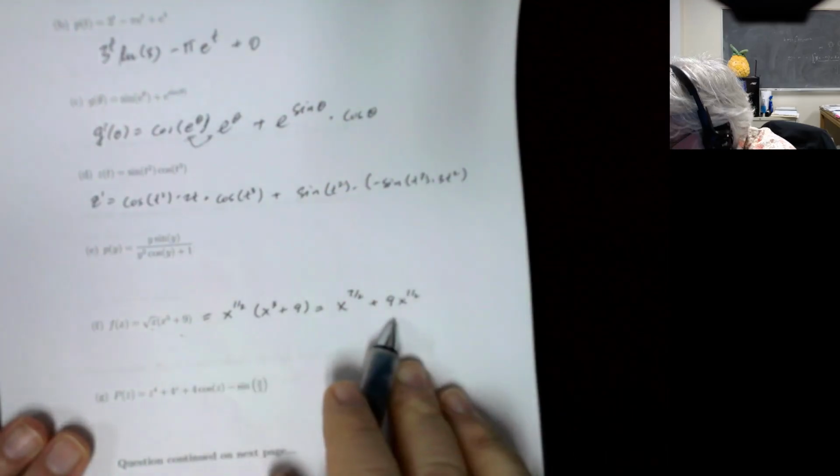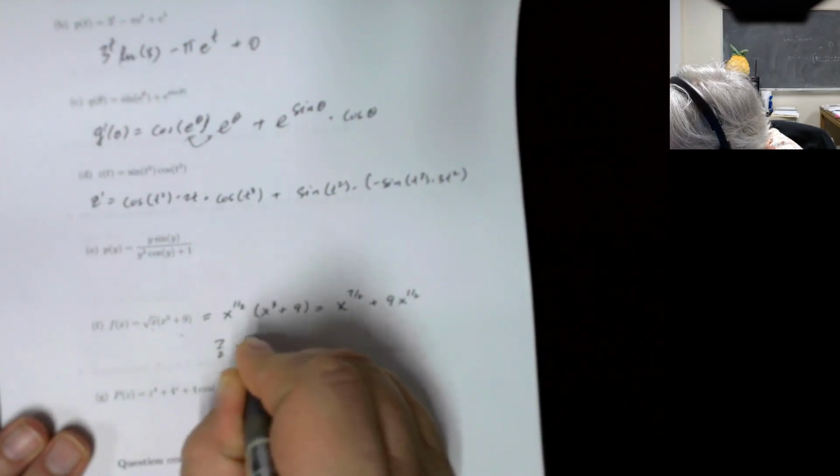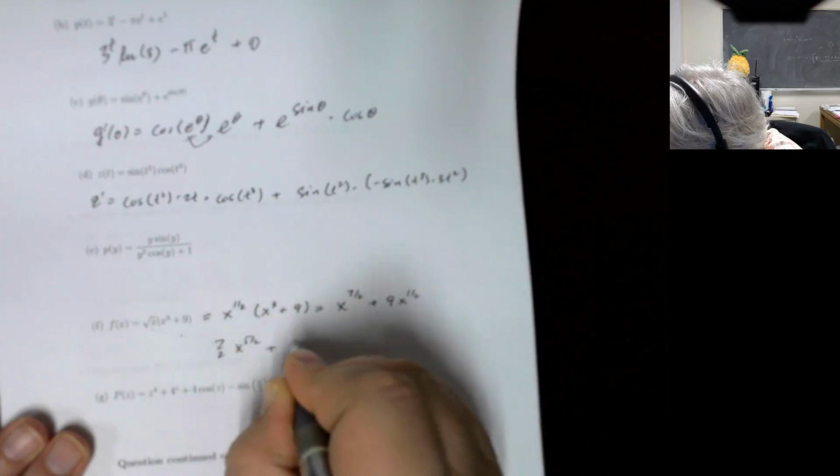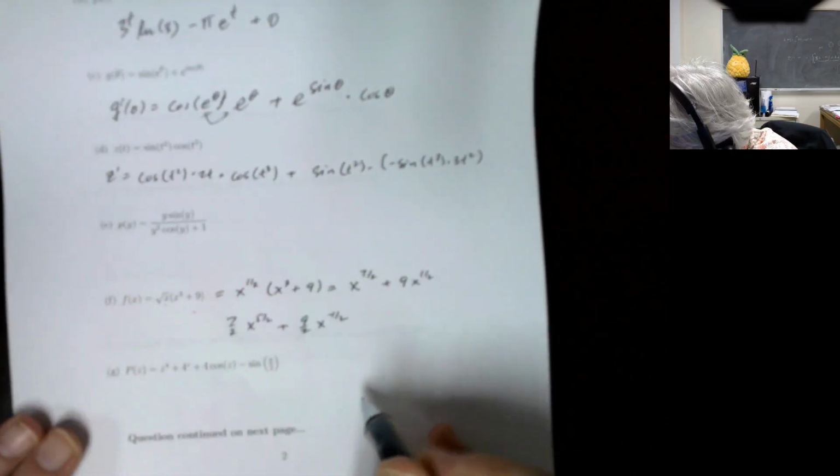So this is before I even differentiate, right? So the derivative would be 7/2 x to the 5/2 power plus 9/2 x to the minus 1/2 power. Or you could use a product rule if you really wanted to.